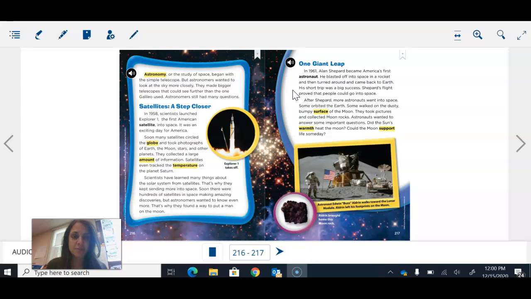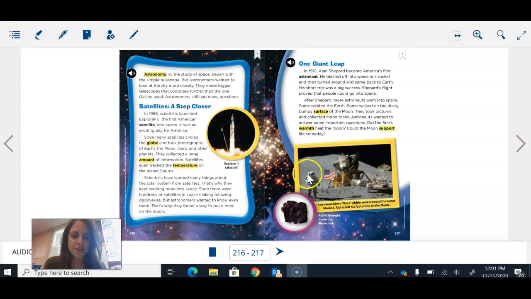After Shepard, more astronauts went into space. Some orbited the Earth, some walked on the dusty, bumpy surface of the moon. They took pictures and collected moon rocks. Astronauts wanted to answer some important questions. Did the sun's warmth heat the moon? Could the moon support life someday?